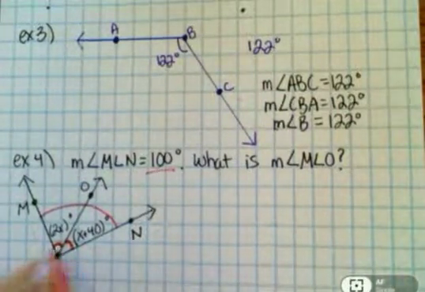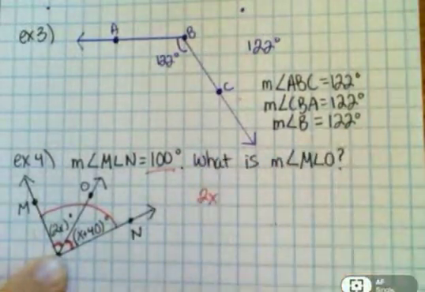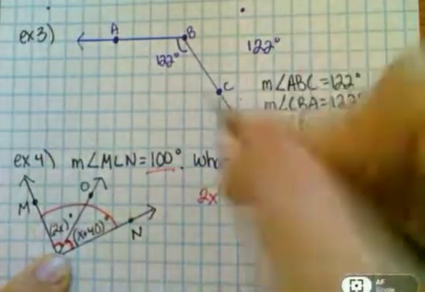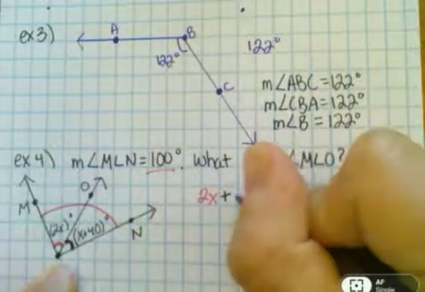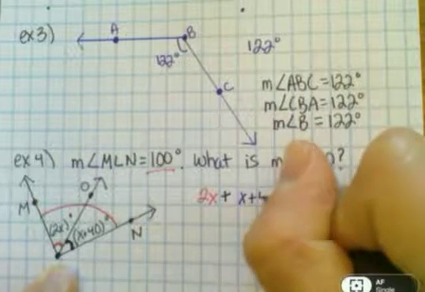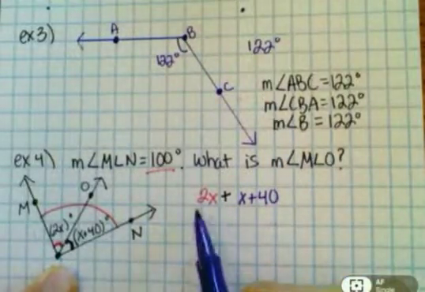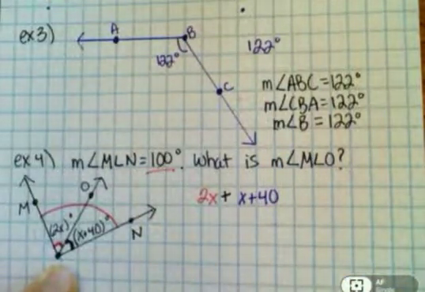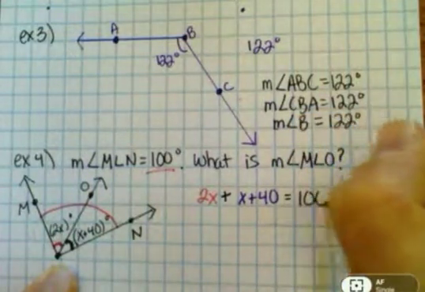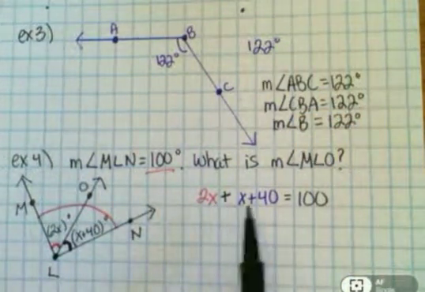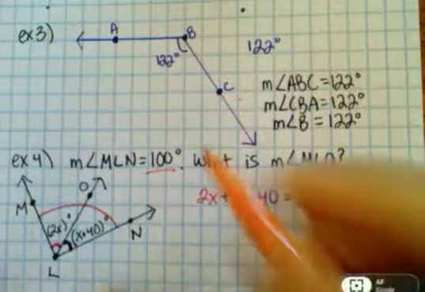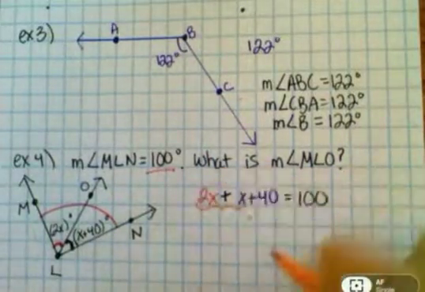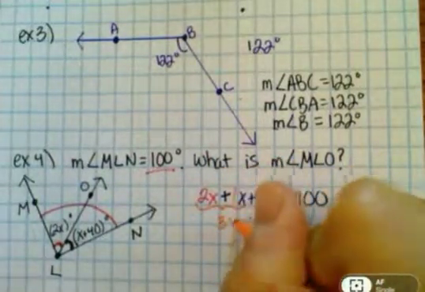I take my first piece, which is 2x degrees, and I add it to my second piece, I'll use purple here, which is x plus 40 degrees. Okay, so that's my first angle plus my second angle, and that has to equal 100 degrees. One piece plus the other piece is 100. And this is an equation that we should all be able to solve. I have some like terms here that I need to combine. 2x plus 1x is 3x.